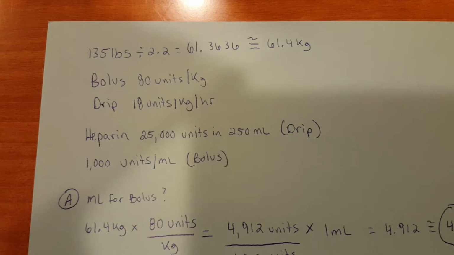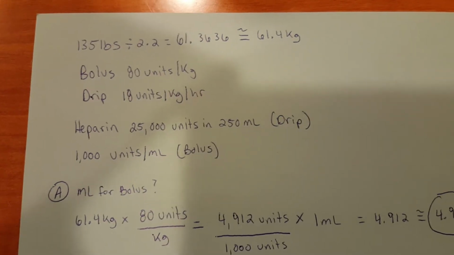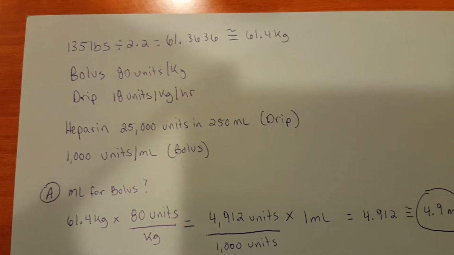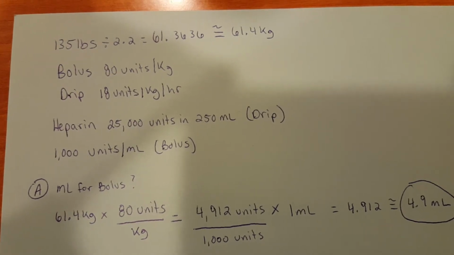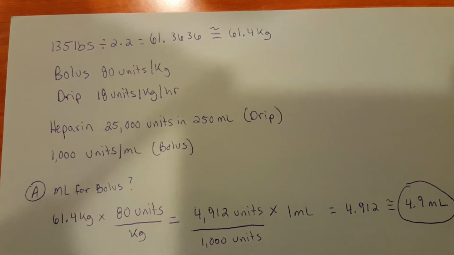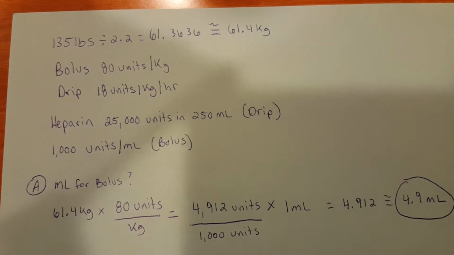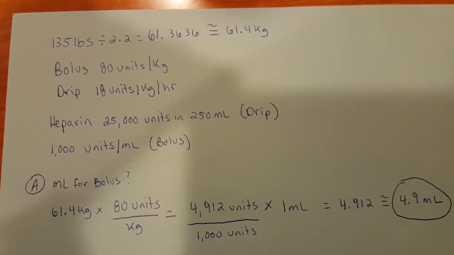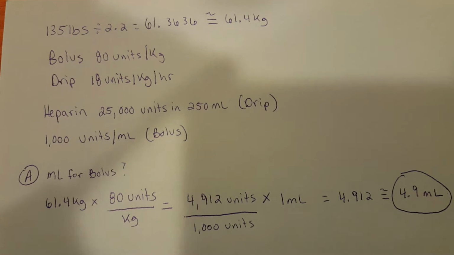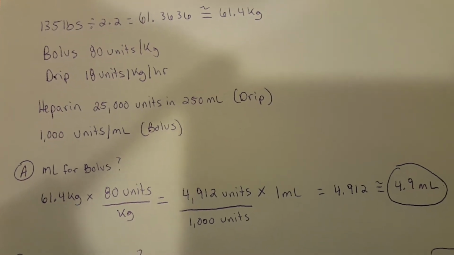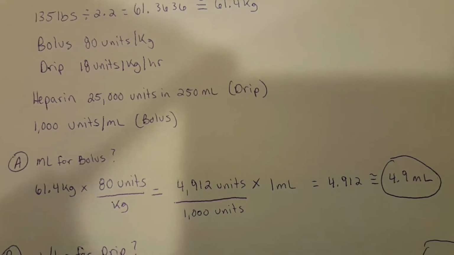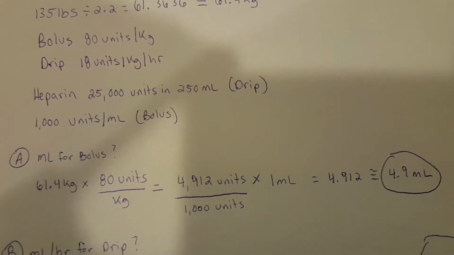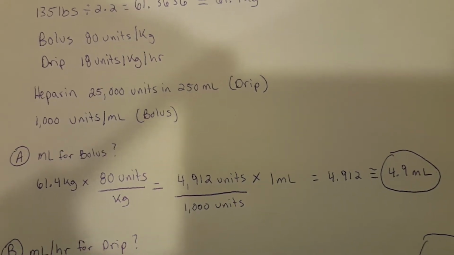The first step, with any of these heparin protocol problems, is you need to convert the patient's weight to kilograms. The most direct way to do that is divide by 2.2, and you get 61.3636, which is actually repeating. We're going to round that to the nearest tenth, so it's 61.4 kilograms. The paper that I previously recorded showed that the bolus strength is 80 units per kilogram, and the initial drip rate or flow rate would be 18 units per kilogram per hour.